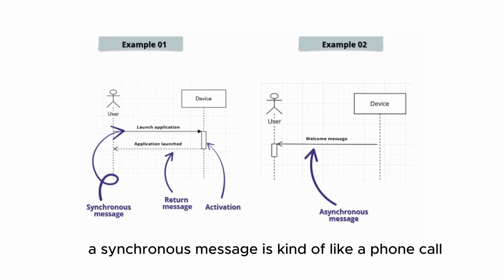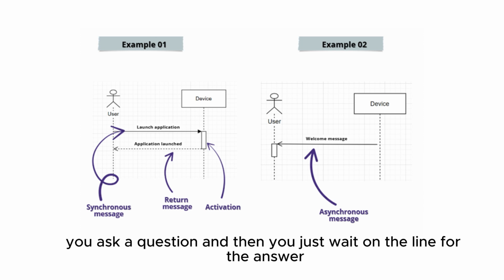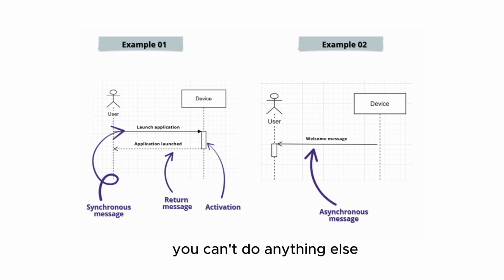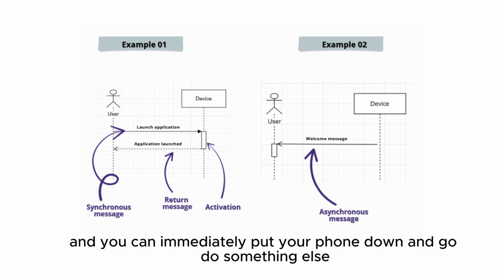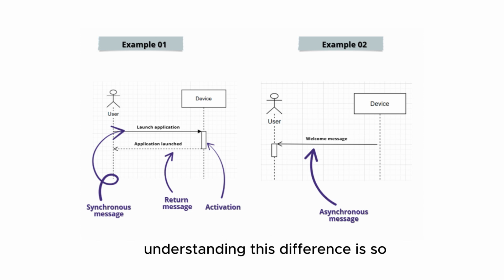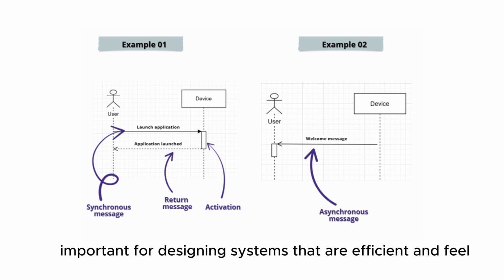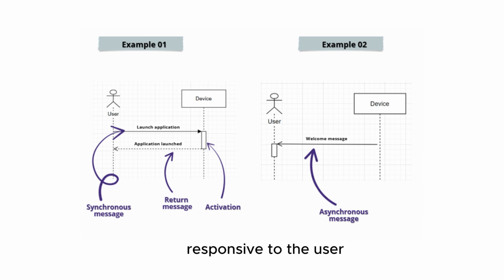A synchronous message is kind of like a phone call. You ask a question, and then you just wait on the line for the answer. You can't do anything else. But an asynchronous message, that's like sending a text. You fire it off, and you can immediately put your phone down and go do something else. You'll get the reply when you get it. Understanding this difference is so important for designing systems that are efficient and feel responsive to the user.